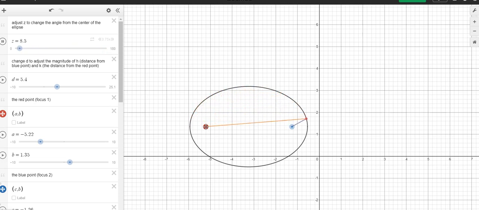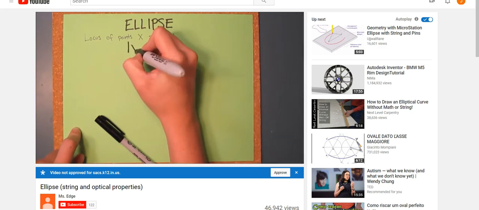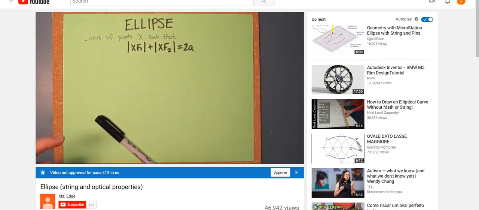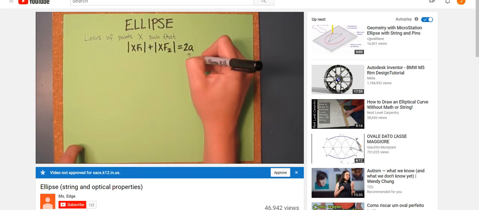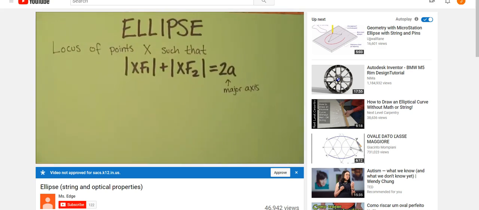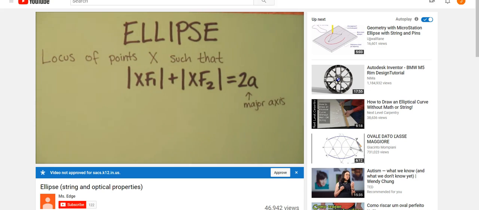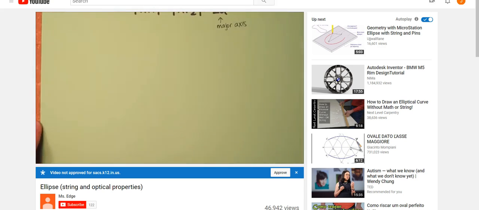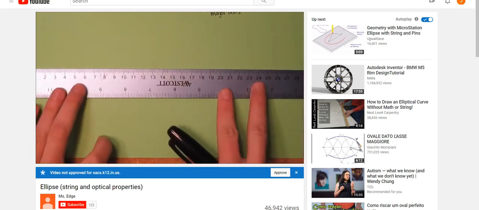And that's how you actually define it. Locus just means the whole set of points. What they just wrote out there was a definition saying that those two distances, the orange one and the purple one, added up to the same number every time. In fact, they actually add up to what we call the major axis.